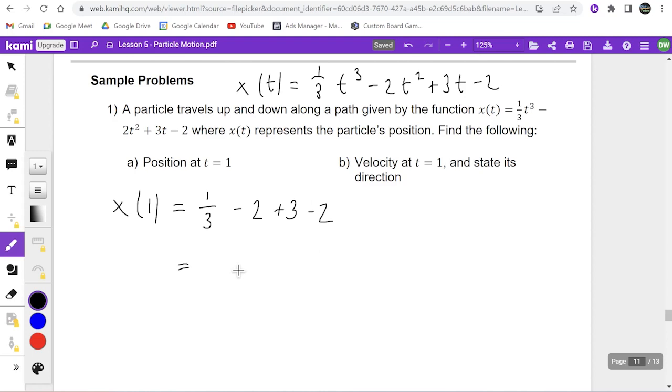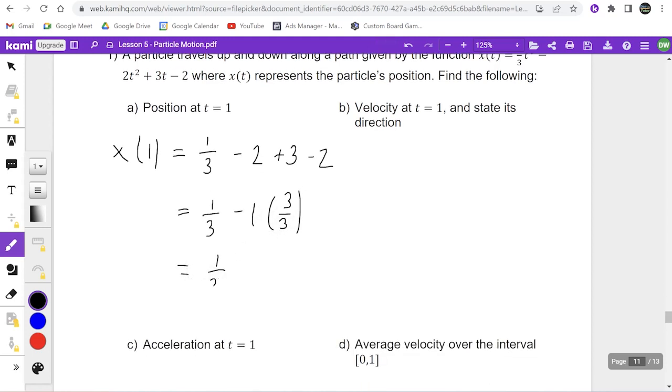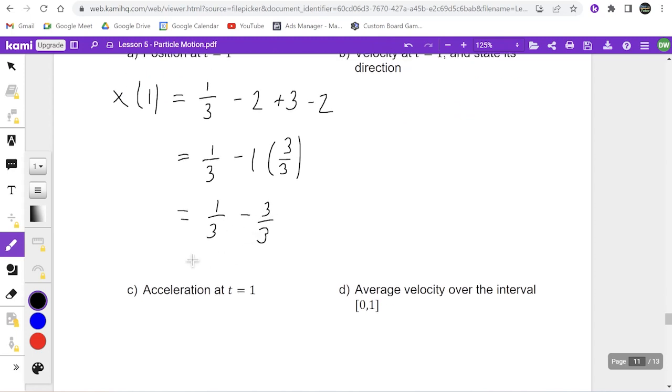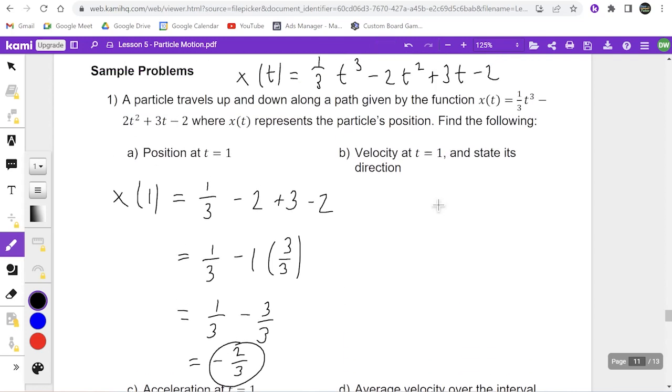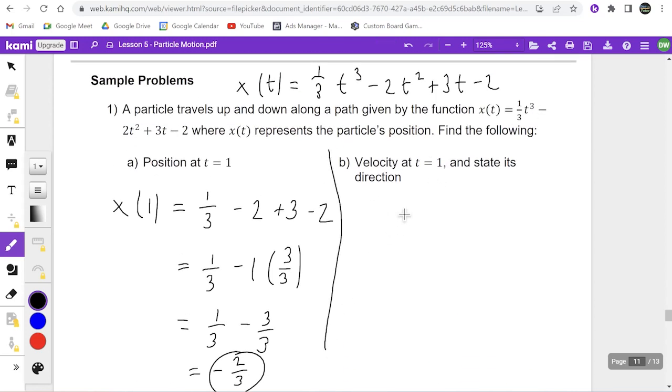And so you can plug this in a calculator. You can get a common denominator. I'm assuming you know how to do this by now, but just to do it anyway. 1/3, negative 2 plus 3 minus 2, that's going to be minus 1. Get a common denominator of 3 over 3. It's going to be 1/3 minus 3/3. Final answer, negative 2/3. Any questions there? Okay. Next, velocity at t equals 1 and state its direction.